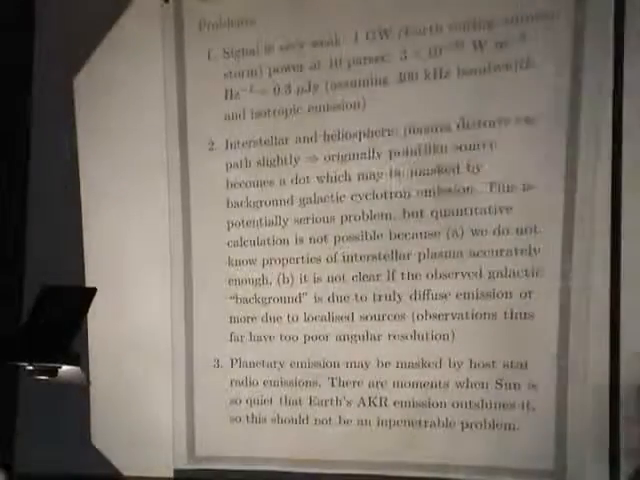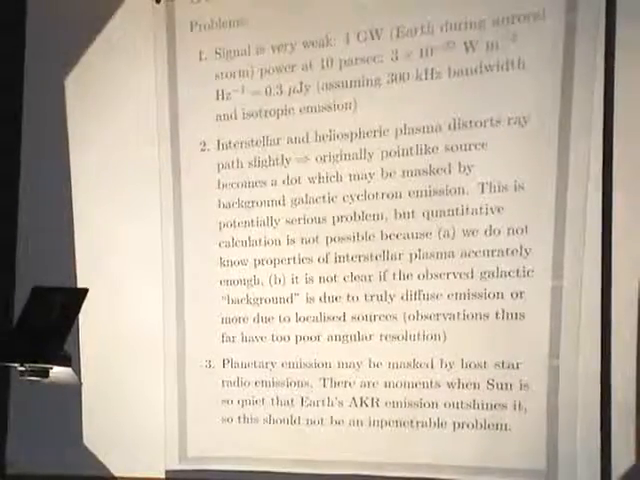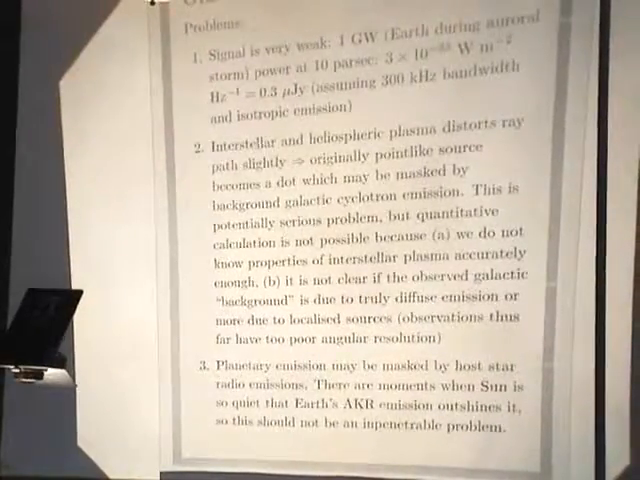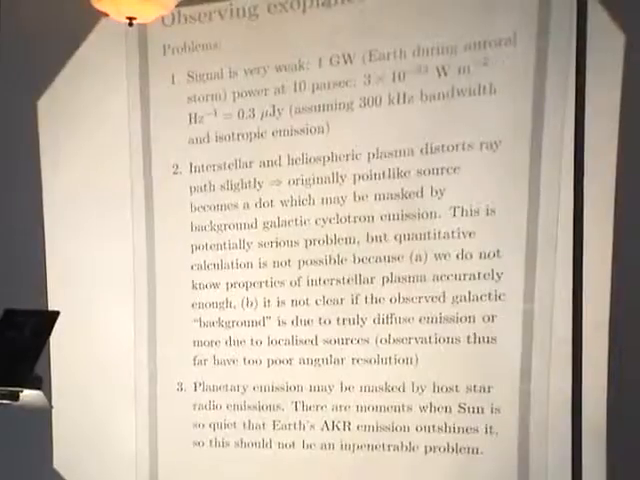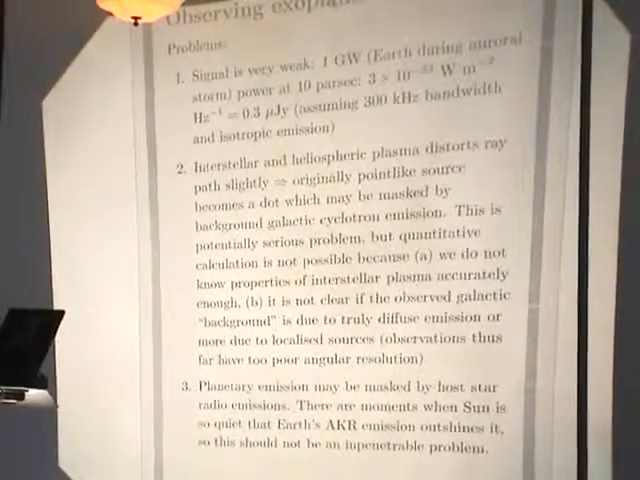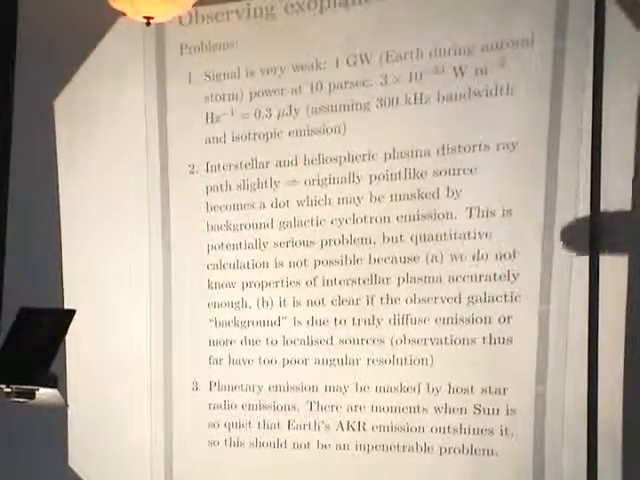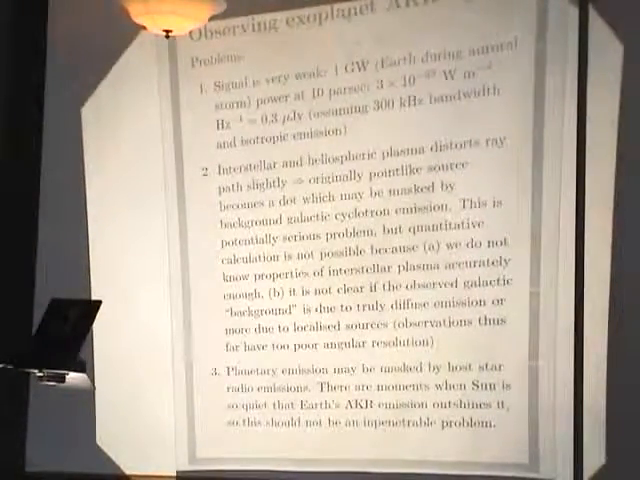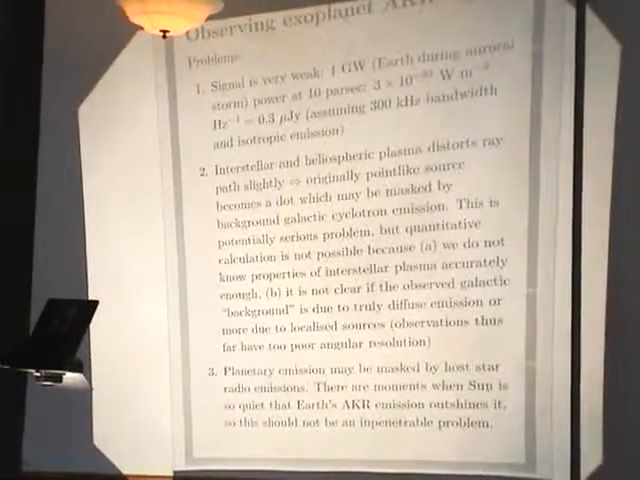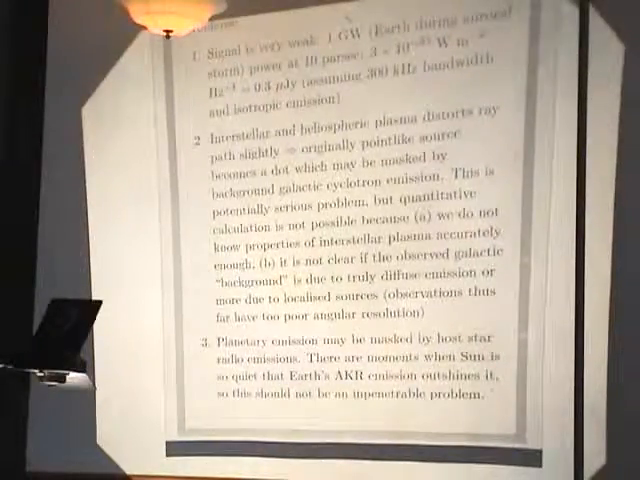The second problem is that the interstellar plasma, the ionized gas, distorts the ray path slightly, so that the originally point-like source becomes a dot or some spot, which may then be masked by background galactic emission. This is potentially a serious problem, but we don't know. We cannot yet calculate the strength of this effect, because we don't know enough about interstellar plasma, especially about its spatial gradients. So we don't know without measuring it.